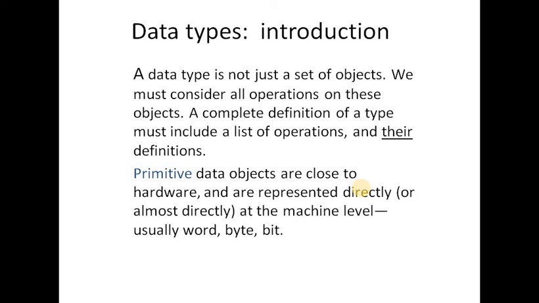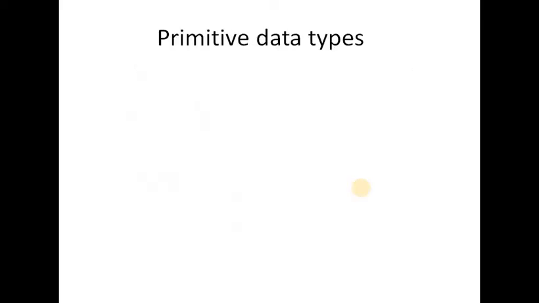Apart from this, a structured data type is one in which each item is a collection of other data items. Sometimes in a structured data type the entire collection uses a single identifier, which can be a name. The purpose of structured data types is to group related data of various types for convenient access using the same identifier. And primitive data objects are close to hardware, and are represented directly at the machine level. Usually it can be a word, bytes and bits.